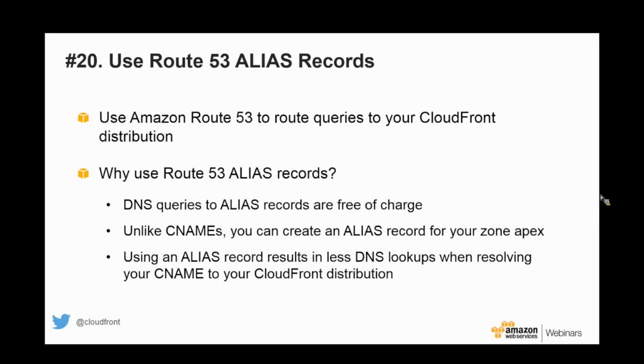So this is actually a really interesting functionality, because zone apex is where you're trying to create a CNAME to your second level domain without the www, and you can do that with ALIAS records. And then finally, ALIAS records result in fewer DNS lookups when resolving your CNAME to your CloudFront distribution, because with ALIAS records, Route 53 will translate your CNAME directly to a CloudFront IP address, rather than doing the intermediary step of resolving the CloudFront.net domain in the case of a CNAME.